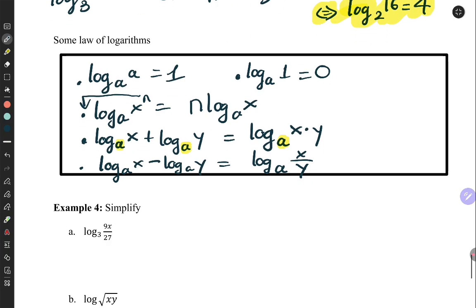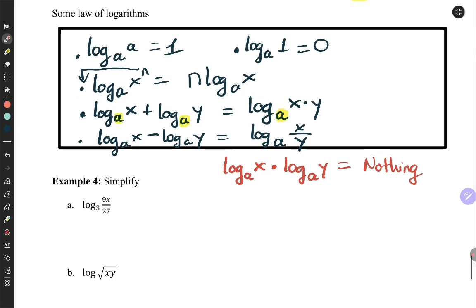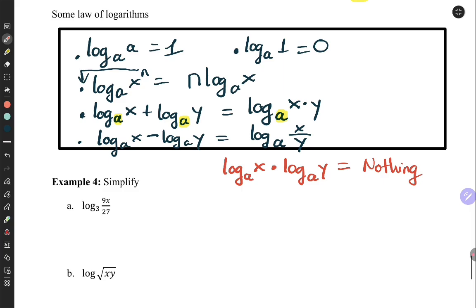There's one thing you should be mindful of: if you have logarithm, same base, of x, times another logarithm, same base, of y, you have nothing. There's no formula for that. I want you to write that down. Also for the same division.